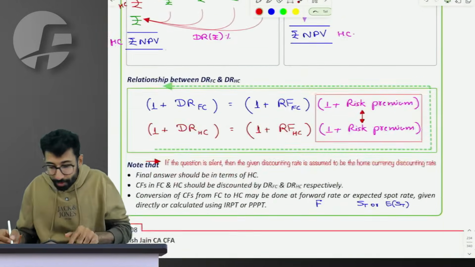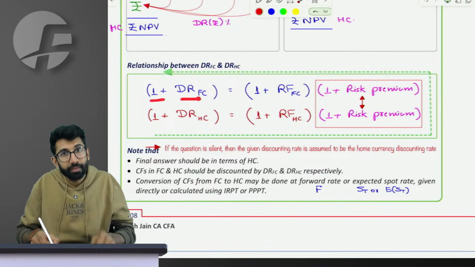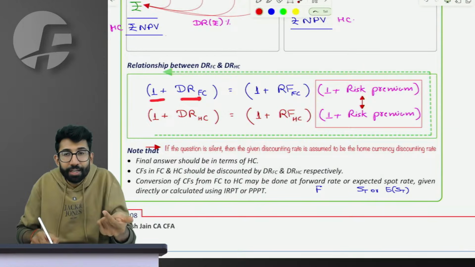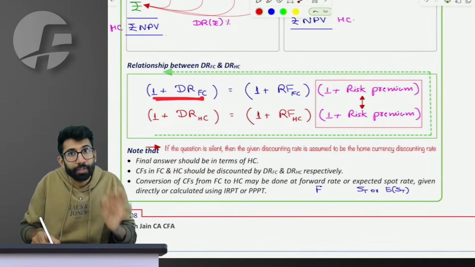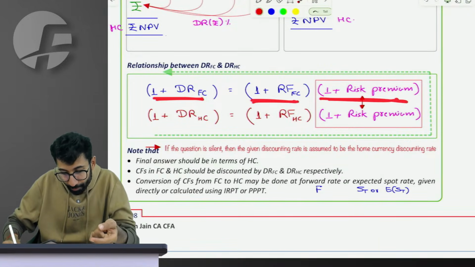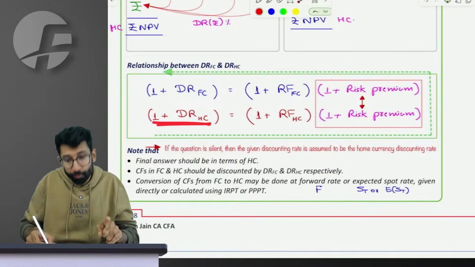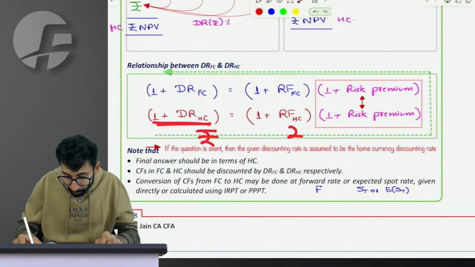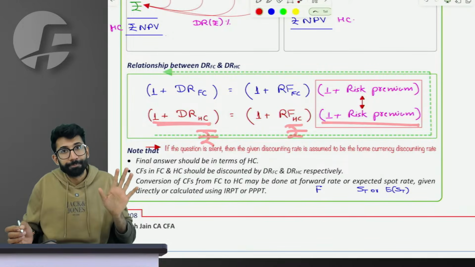So what is the relationship? Let us observe. The relationship is not additive, it is multiplicative. Sir, 1 plus discounting rate of foreign currency is 1 plus risk-free rate of foreign currency into 1 plus risk premium. Similarly, 1 plus the discounting rate of home currency, suppose rupee, is 1 plus risk-free rate of rupee in India into 1 plus the risk premium.